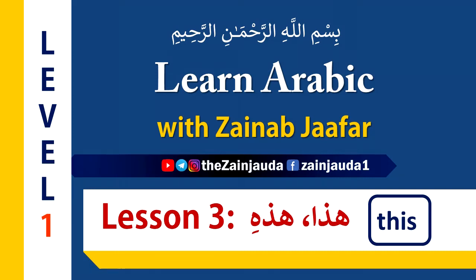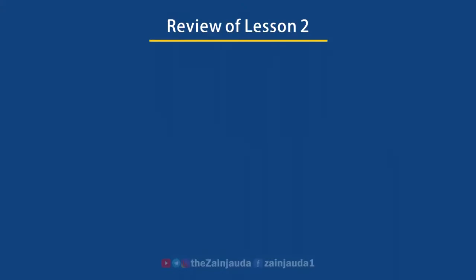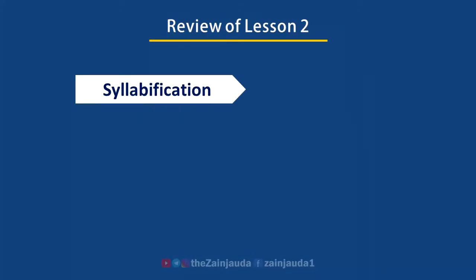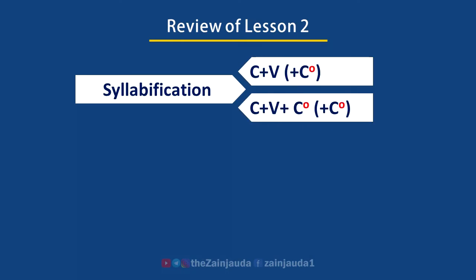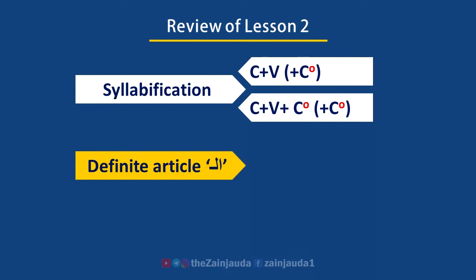Before we start our lesson for today, let's have a review of lesson number 2. In lesson number 2, we explained the syllabification in Arabic and said that it is very necessary to learn in order to master Arabic pronunciation. We said that a syllable starts with a moved consonant and includes all the vowels and unmoved consonants that follow it. We explained the definite and indefinite words, the nakira and mu'arrafa.